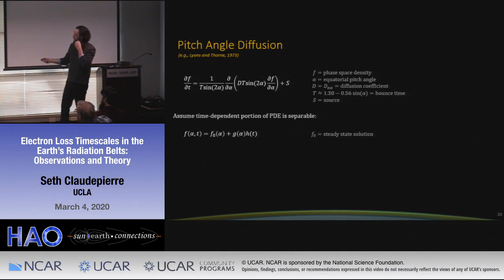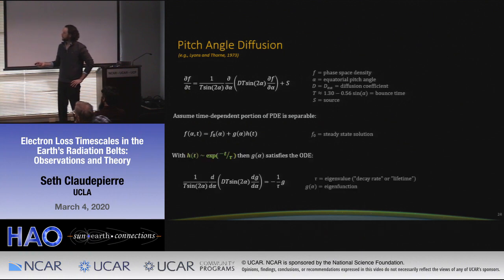You assume that the time-dependent portion of the differential equation is separable in the two variables here, alpha and time. So all the angular dependence is in one function, g, and all the time dependence is in the other function, h. And if you assume that time dependence is an exponential, it factors out, and you get this ordinary differential equation down here, just in the pitch angle coordinate. The way I've written it here is in a suggestive way, where on the left-hand side you have a differential operator acting on this function g, and on the right you have a constant times that function g. Right? So this looks like a matrix eigenvalue problem, right?